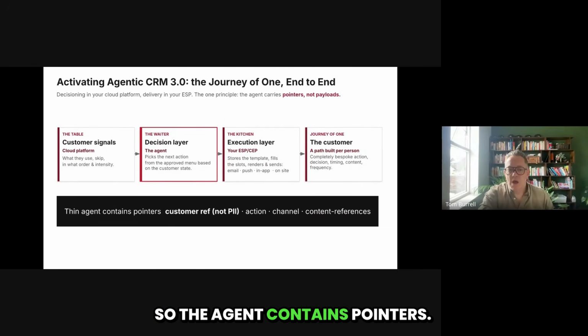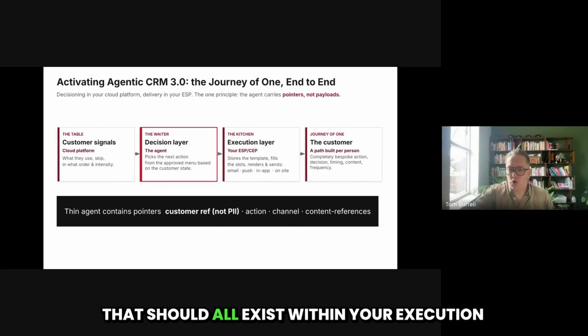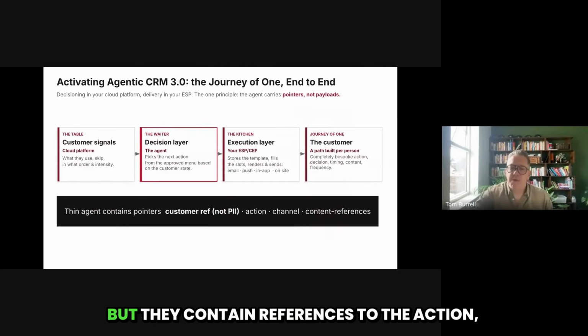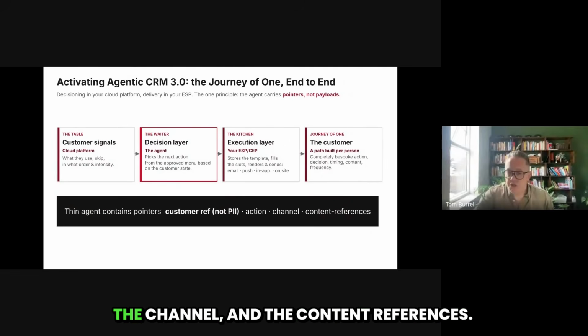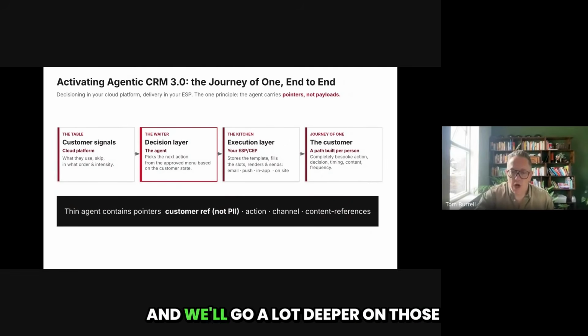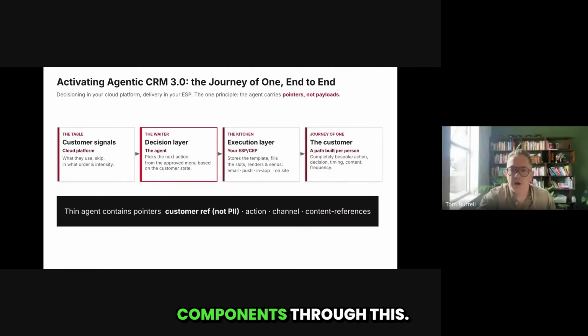So the agent contains pointers. They contain customer references. They never contain PII. That should all exist within your execution platform, but they contain references to the action, the channel, and the content. We'll go a lot deeper on those components through this.